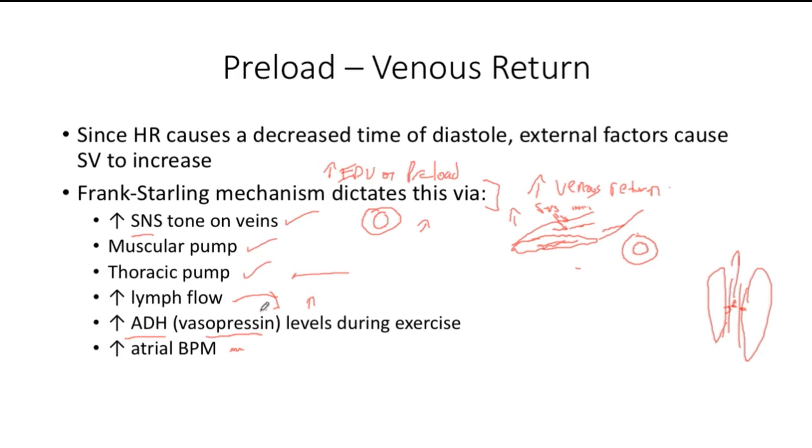So when you look at all this right here, I know I spoke a bit quick on that, but when you look at all these factors, these are all factors that in the end cause more blood to flow back to the heart. And the more blood that enters the chambers of the heart, the more they're going to fill and the more they're going to cause the walls of the ventricles to stretch.